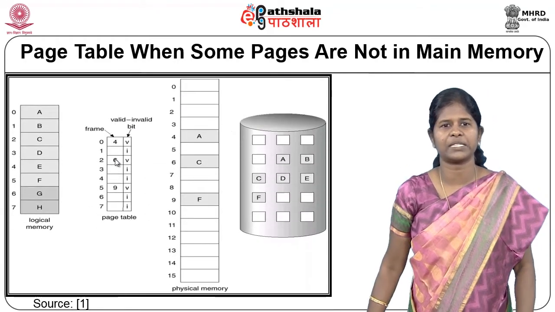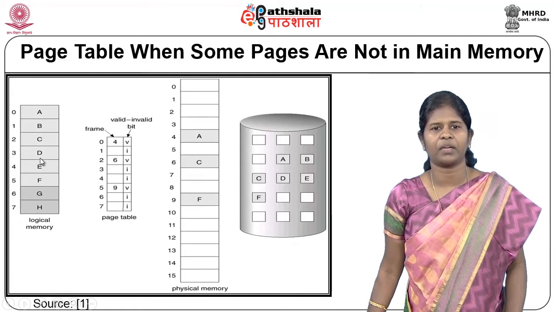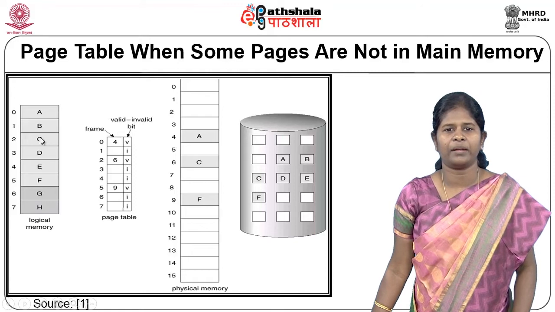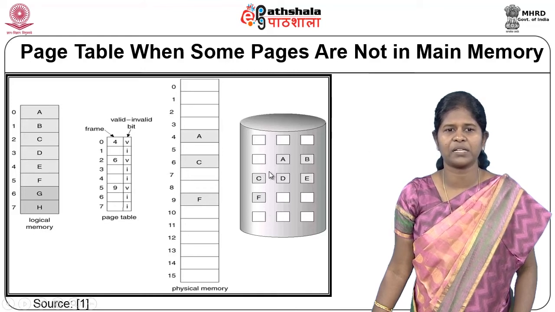Just look at this example. You have the logical memory where you have 8 pages: A, B, C, D, E, F, G, H. A, B, C, D, E, F are the valid pages, G and H are not valid pages, and they are present in the backing store. And of these 6 pages, only 3 pages are kept in the physical memory. The remaining you have only in the backing store.